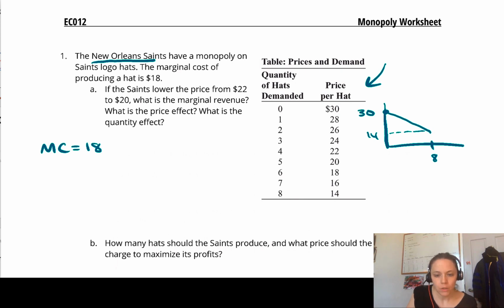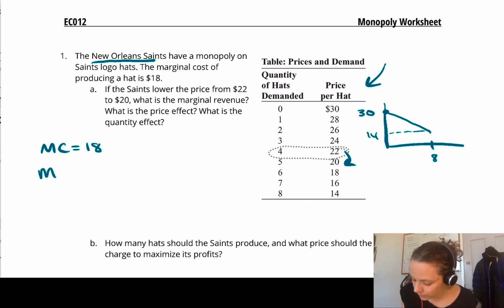So we're going to suppose that the Saints started at 22 and they want to lower the price to 20. And so we want to know what is the price effect and what is the quantity effect, and then what is the marginal revenue. So we can calculate the marginal revenue using this price quantity effect, or we can just calculate it directly. Let's do it both ways. So if I want to find the marginal revenue, remember that the marginal revenue is the change in total revenue over the change in quantity.